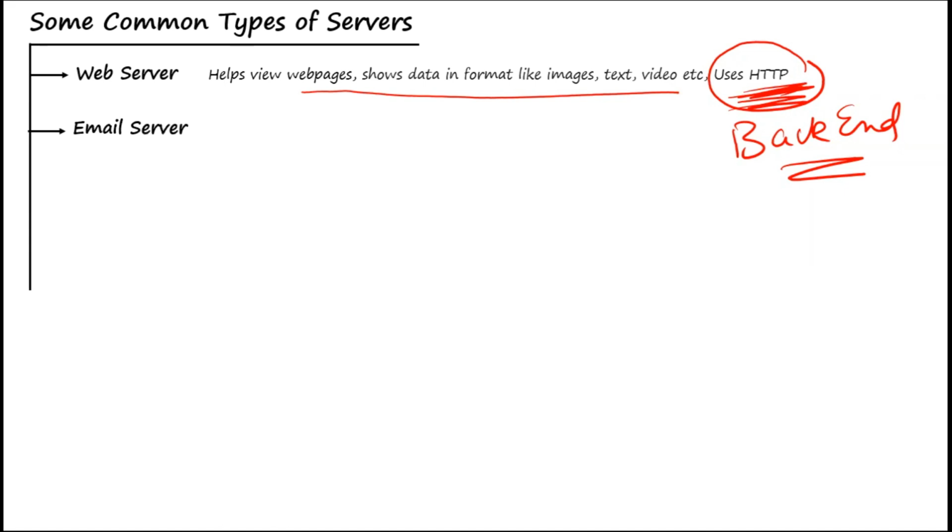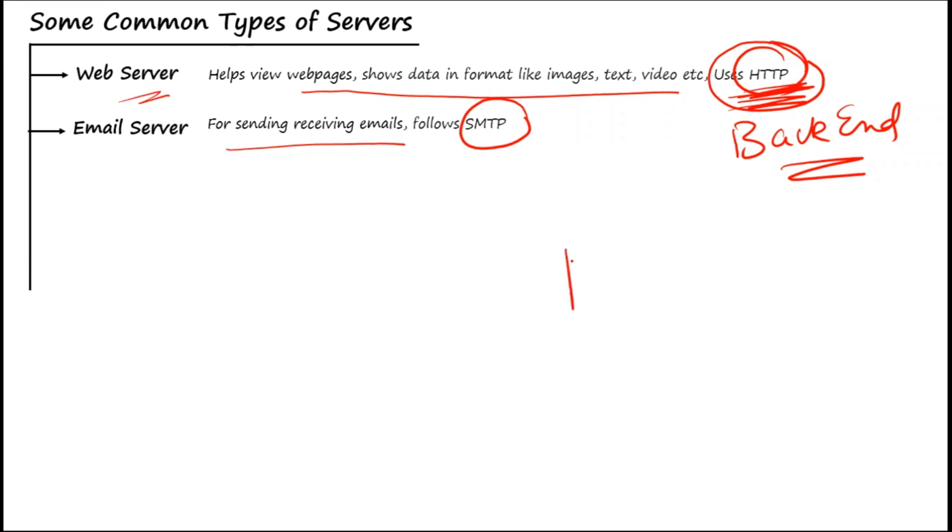The second one is your email servers. As we discussed, it makes life easy for us when we are sending emails, when we are receiving emails. The requests under email servers must follow a separate protocol, that is SMTP, your Simple Mail Transfer Protocol. So for sending and receiving emails, they follow SMTP. So different protocols were designed for a particular server.